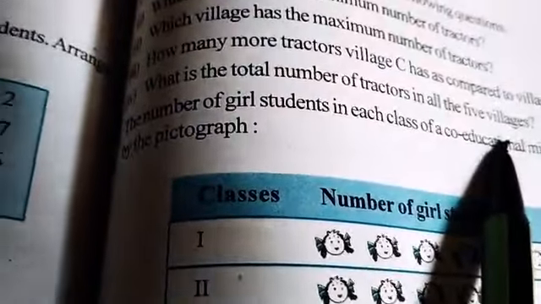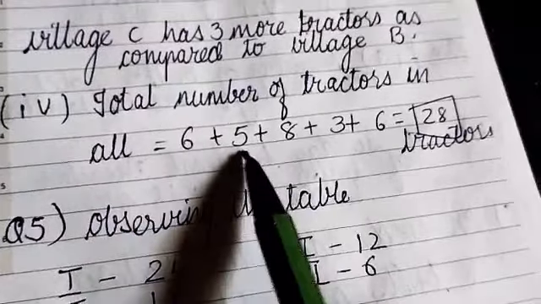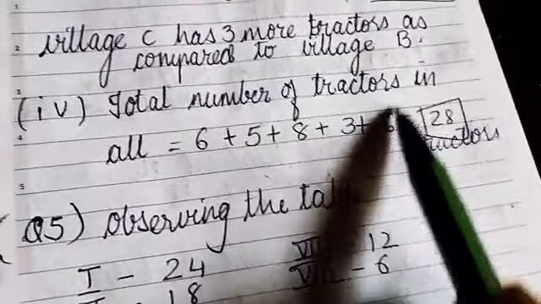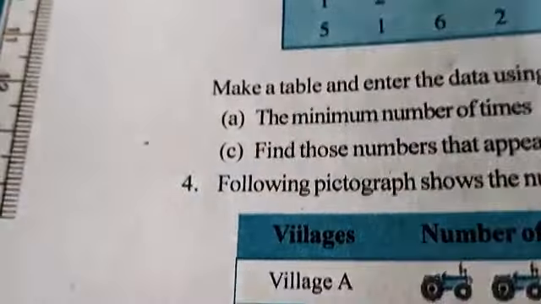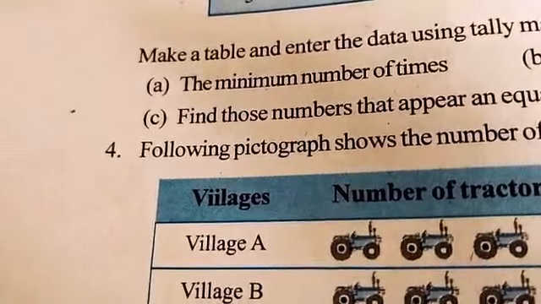And the last sum. What is the total number of tractors in the 5 villages? So we have to count all the tractors. So how many are there? 6, 5, 8, 3, and 6. So the total is 28 tractors. So this is your question number 4. Just write it down in your notebook. Thank you, children.